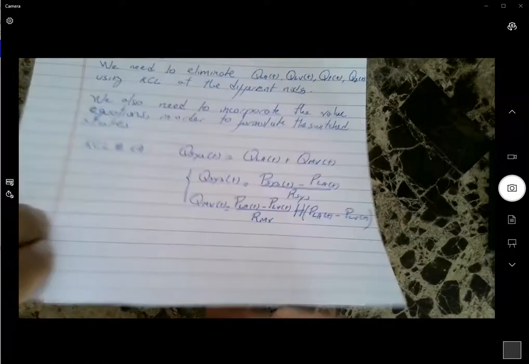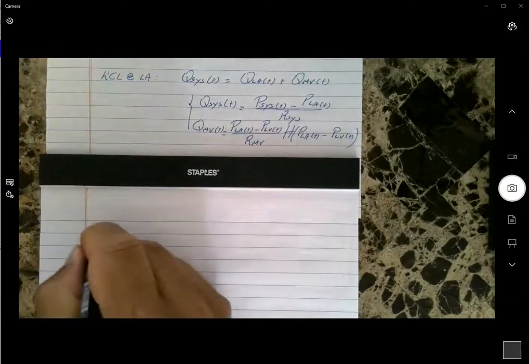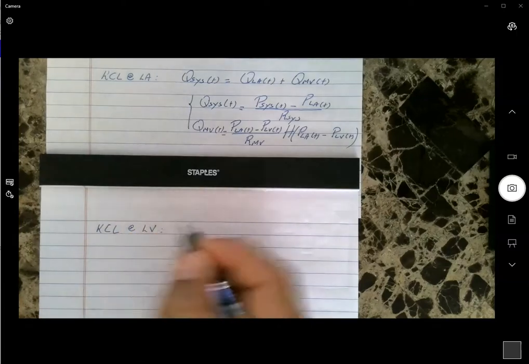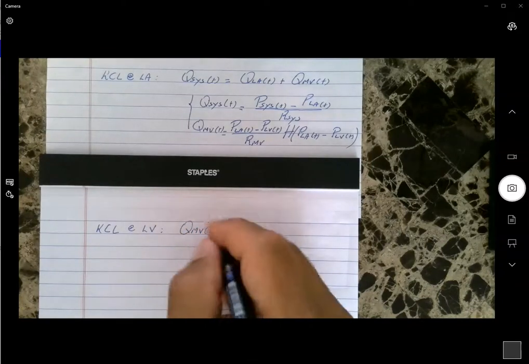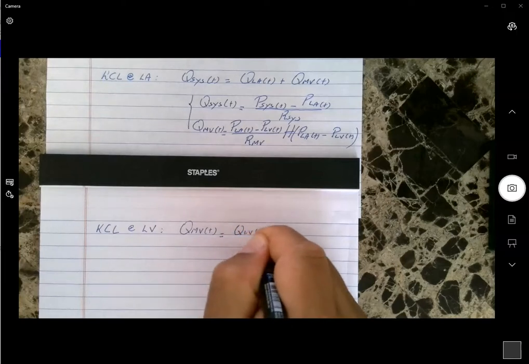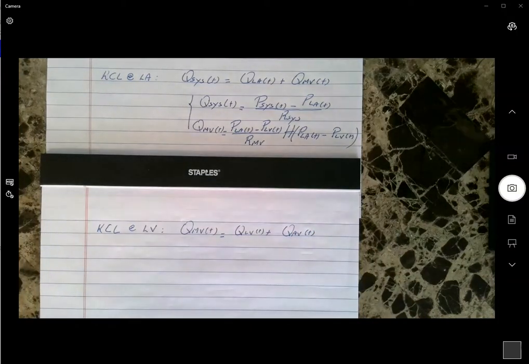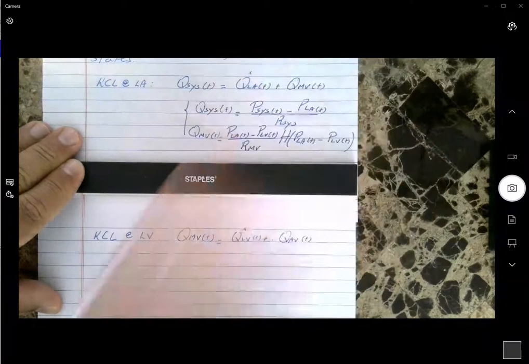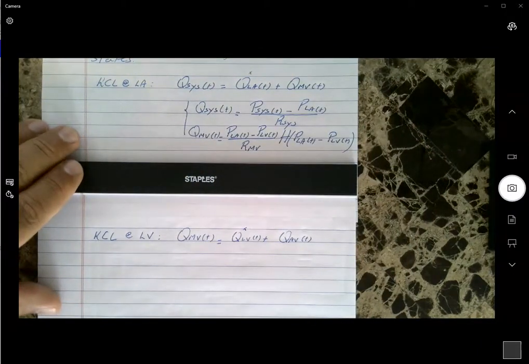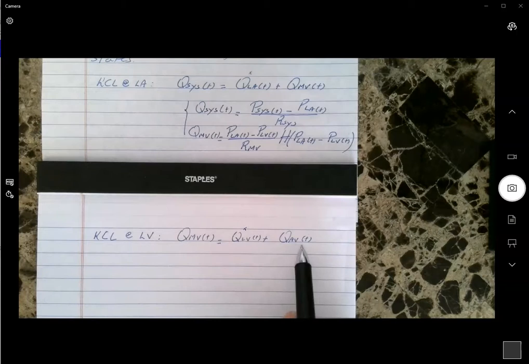We can do the same thing. KCL at the left ventricle node. And at the left ventricular node, the flow that comes in is the mitral valve flow. And that is equal to the flow at the left ventricle plus the flow of the aortic valve. Okay. This is the flow that we're looking to eliminate from the set of equations, and this is the flow that we're looking to eliminate too. Left atrium, left ventricle flow. So we have to find a corresponding equation for the mitral valve flow, which we already have here, and another corresponding equation for the aortic valve flow.